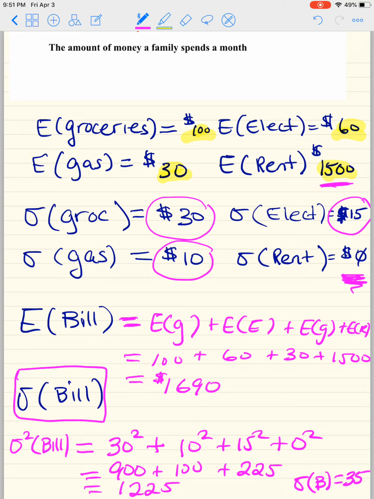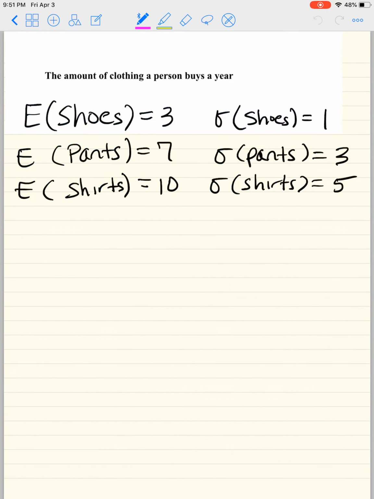So what this typically means is that you're going to spend an average of $1,690, give or take $35, $70, or $105. I did that 3 times because there's something special about that number 3. We can typically go 3 standard deviations away from the mean in either direction. But that's not for this video. So that's how you find it. You're going to have to square everything, add them up, and then take the square root of them.